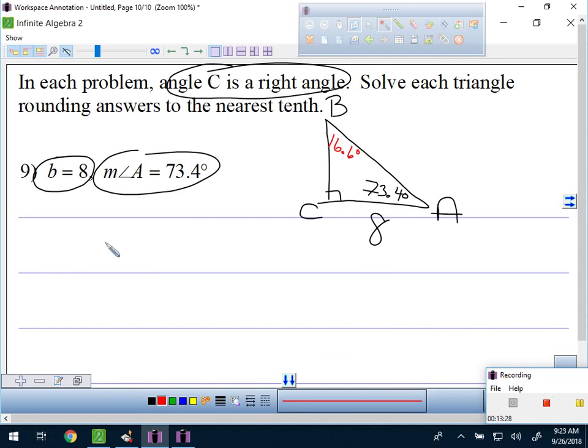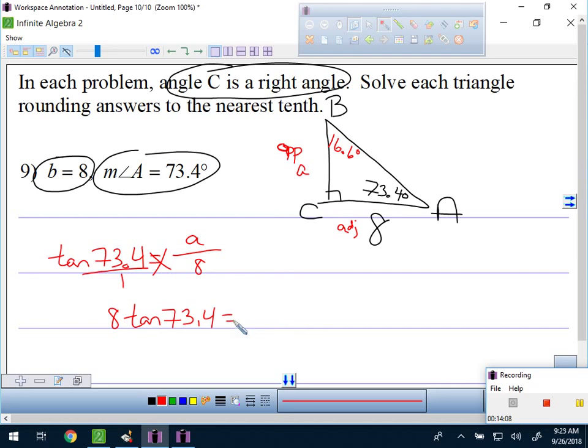So I'm going to use angle A. Let's say I want to find side A. This would be opposite. So I would say tangent of 73.4 is opposite, which I don't know what that is, so I'll call that A, over adjacent, which is my adjacent side right here. It's 8. So A over 8. Do what you've been doing. Put this over 1, cross multiply. You get 8 tangent of 73.4 is equal to side A. So I'm going to type that in. 8 tangent of 73.4. That gives me 26.8 for side A.